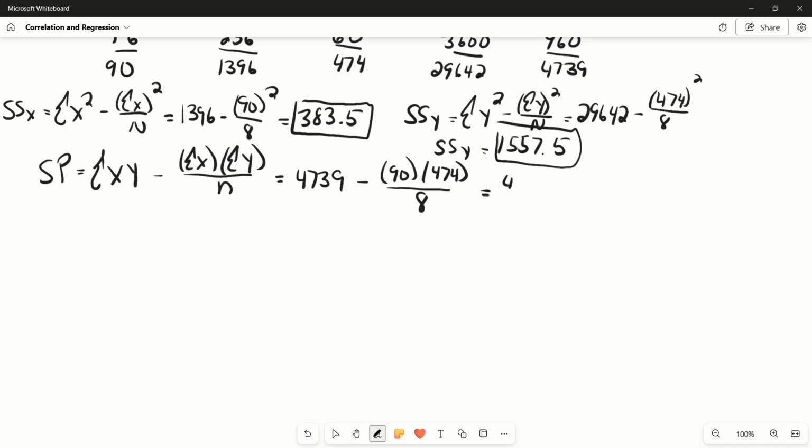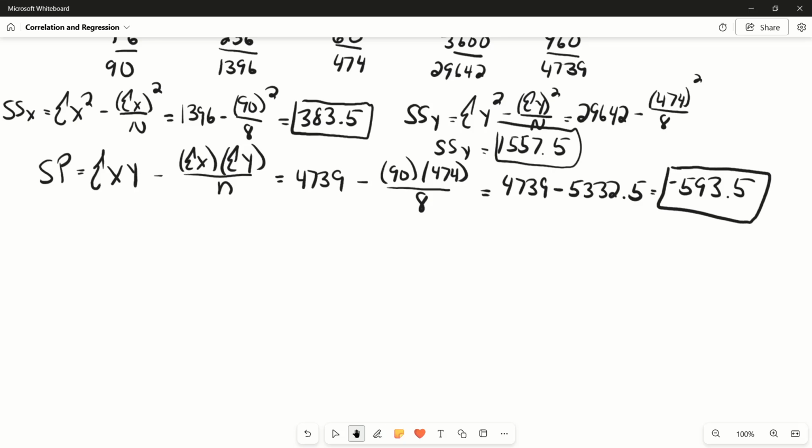Simplifying that, 4739 minus this fraction. Simplifying the fraction, I get 5332.5. And when I subtract, I get negative 593.5. We can have a negative value here because a negative value means negative correlation. So you're allowed to have a negative value for SP. You are not allowed to have a negative value for sum of squares x and sum of squares y. This just tells us the correlation is negative because this top numerator is negative here.